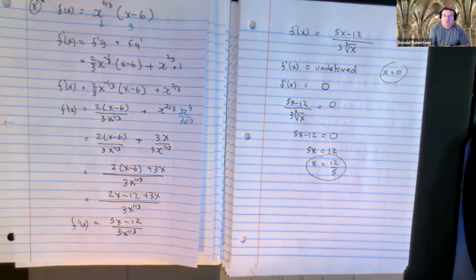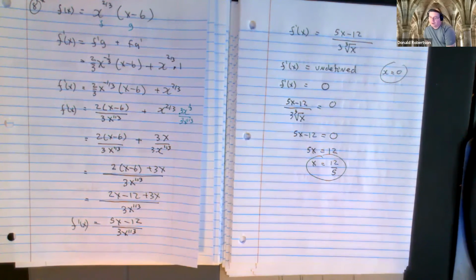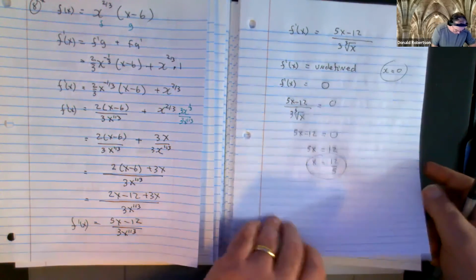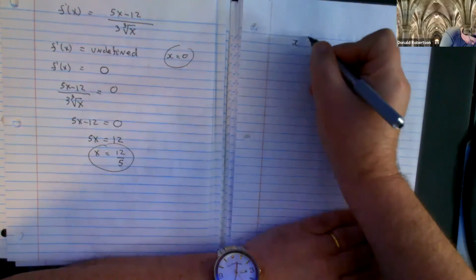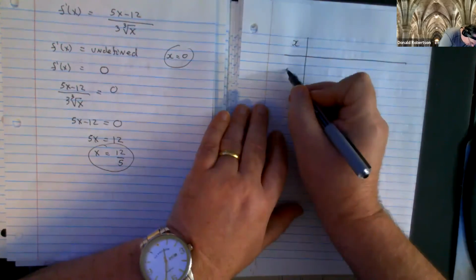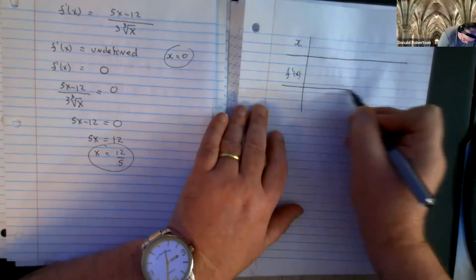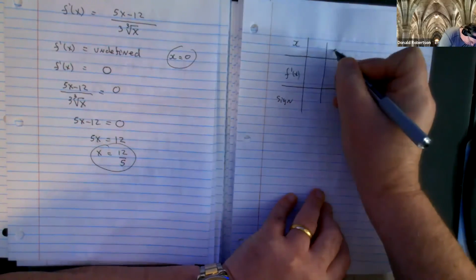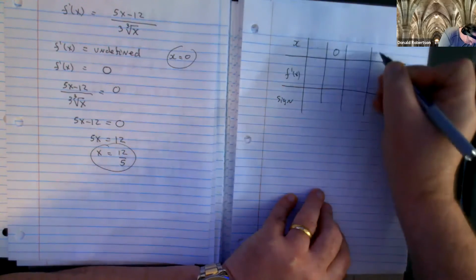Would you agree that's a lot more work than a polynomial, right? Polynomials tend to be pretty easy to do. That guy there, no. So that's step 1 done. So I'm going to do x and f dashed of x and the sign. And the numbers are 0 and 12/5. So something, 0, something, 12/5, something.